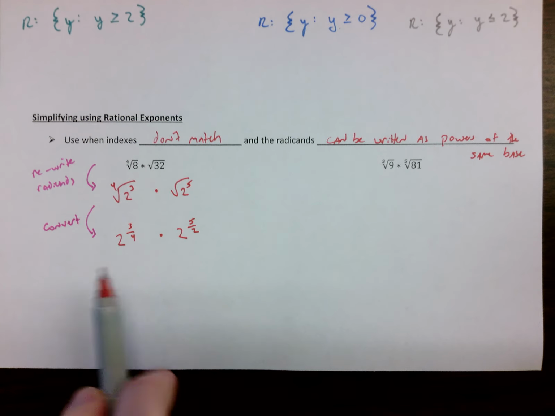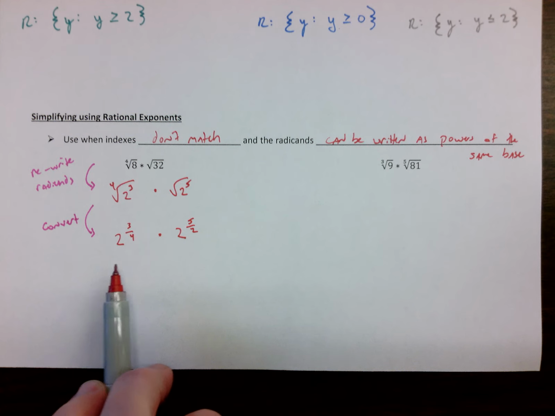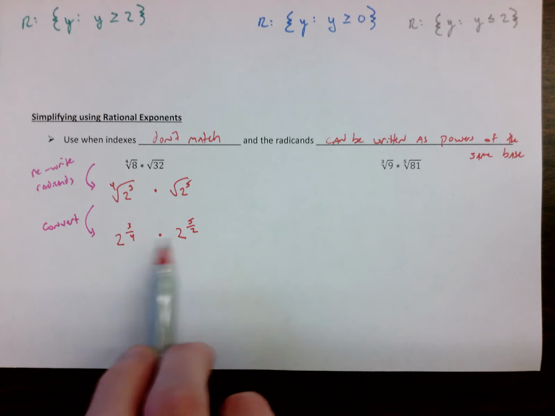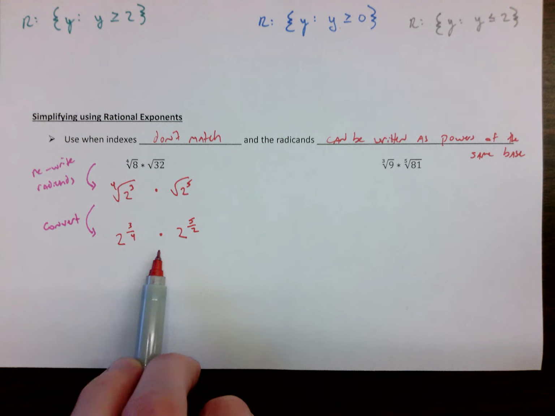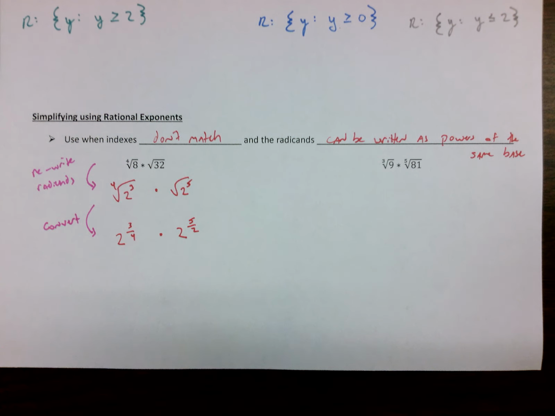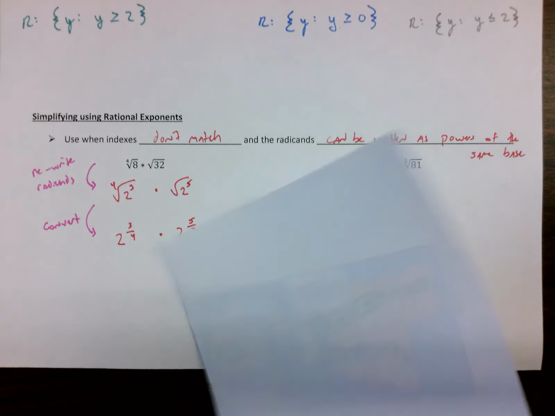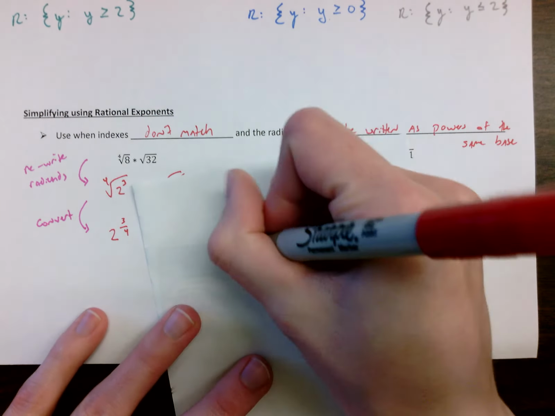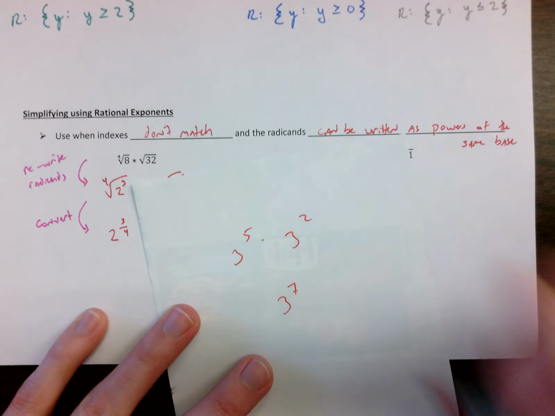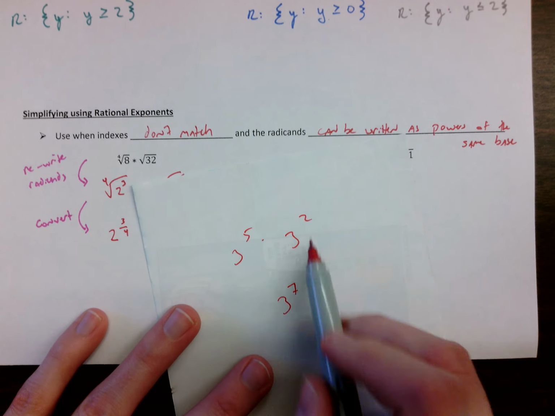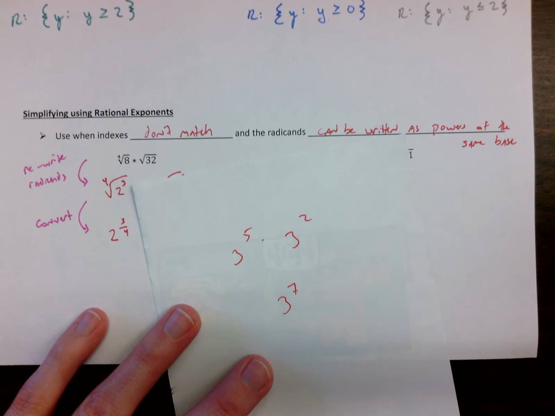Okay, and now I can use my exponent rules, right? My exponent rules say that if you have two numbers with the same base and you're multiplying them together, you add your exponents. As a quick example, if I had 3 to the 5th power times 3 to the 2nd power, that's the same as 3 to the 7th power. Multiply 3 fives by 2 more fives, that's 7 fives altogether. So our shortcut is that you add your exponents.